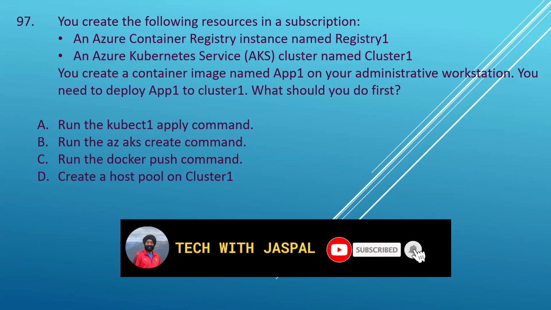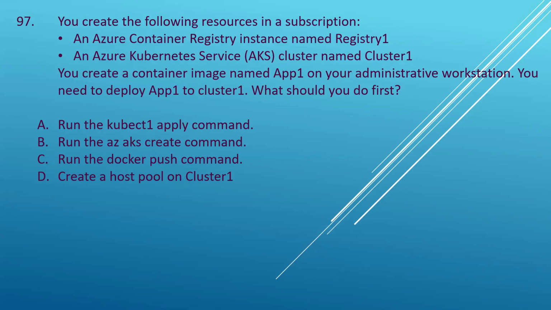To deploy a container image named App1 to an Azure Kubernetes Service cluster named Cluster1, the first step you should take is run the docker push command. Once the container image is in Azure Container Registry, you can proceed with deploying it to Cluster1 using Kubernetes manifest and the kubectl apply command. Assuming you have the necessary Kubernetes deployment configuration file ready, you do not need to create a host pool on Cluster1 or use the az aks create command for this specific task, which is why the correct answer here is option C, run the docker push command.